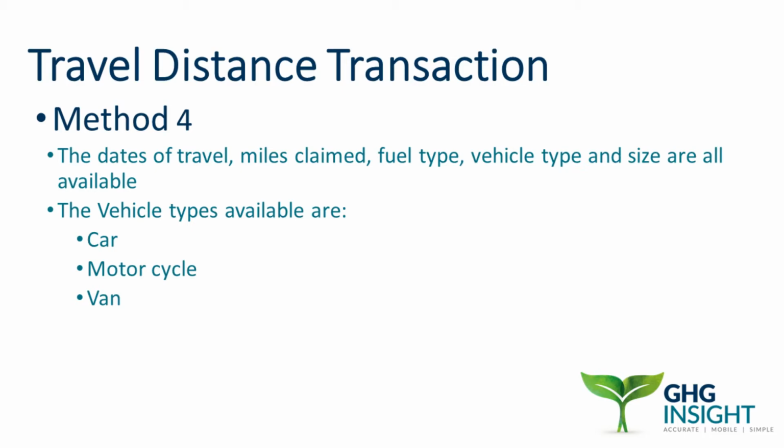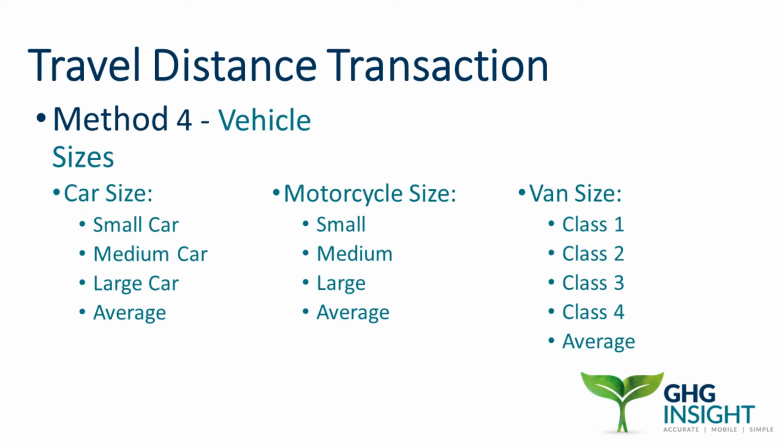Vehicle types available are car, motorcycle, and van. For car, you have small car, medium car, large car, and average. For motorcycle, you have small, medium, large, and average. For van, you have Class 1, Class 2, Class 3, Class 4, and average.